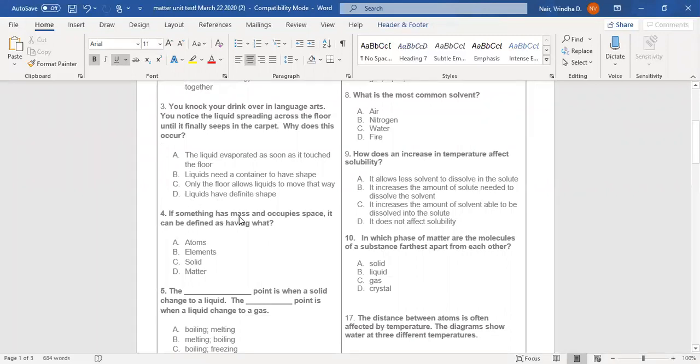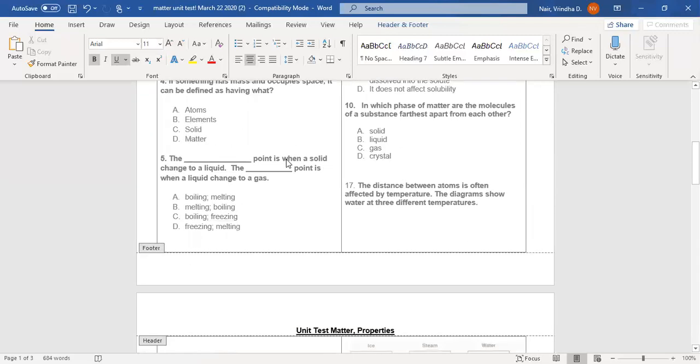If something has mass and occupies space, it can be defined as having what? Atoms, elements, solid, or matter. So again, think through and then make your right choices.